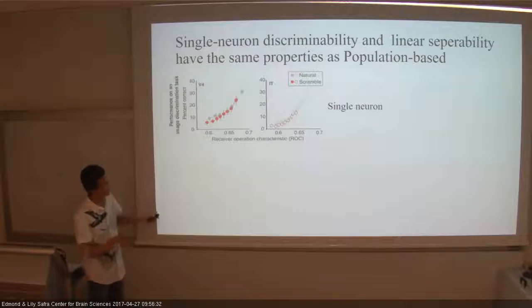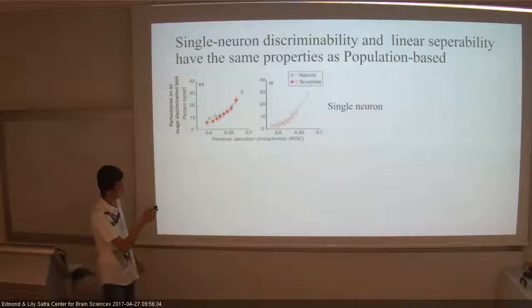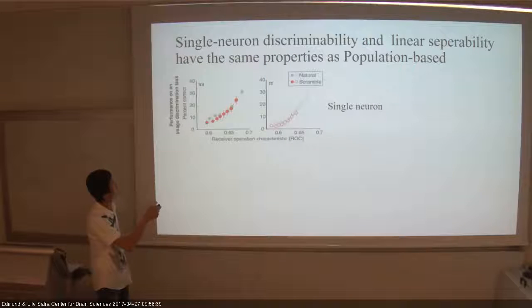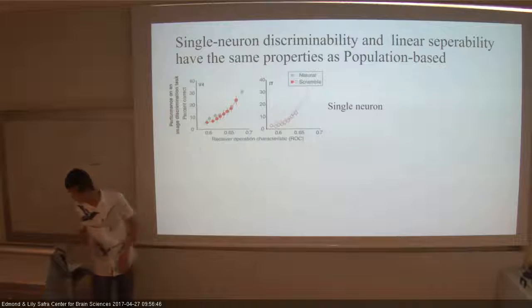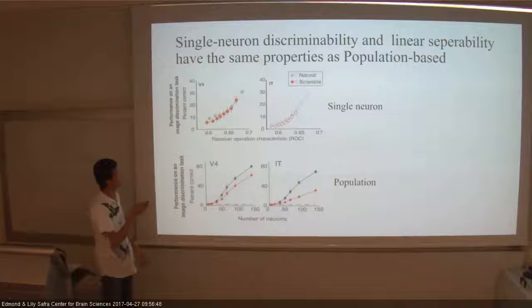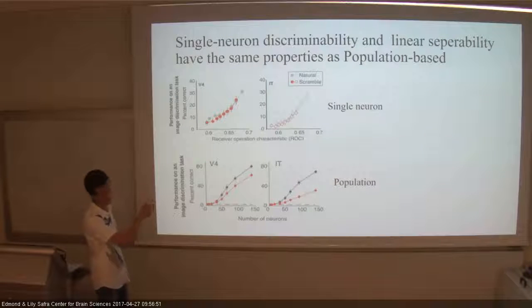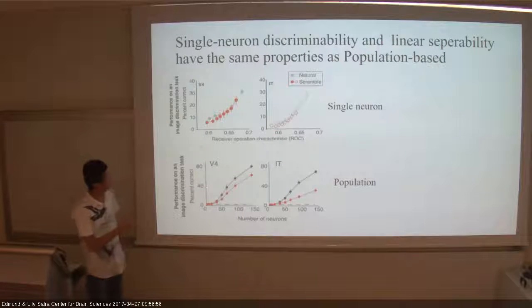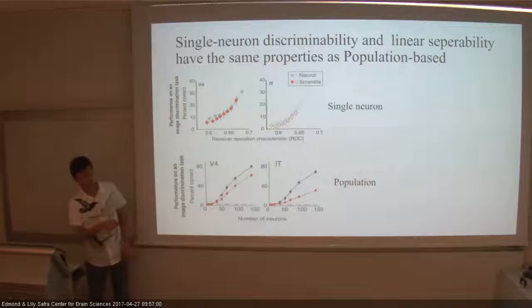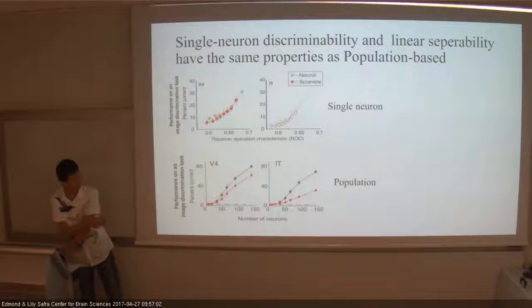What about the natural? No, the red is scrambled and the gray is natural. Yeah, for the red there's still a difference, but not that much, right? Okay. But here it's single neuron, right? Yeah, this is single neuron, not a population, single neurons. Okay, and this is compatible with the population-based result Ilan saw before.